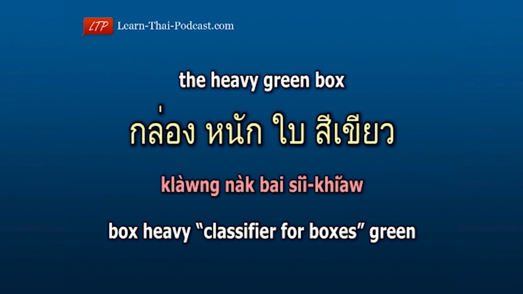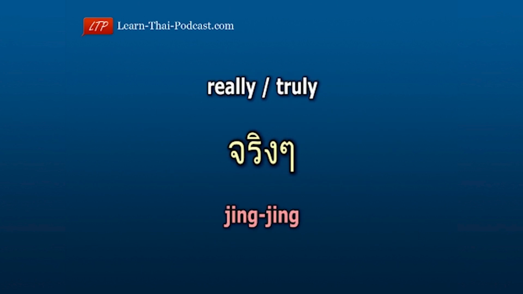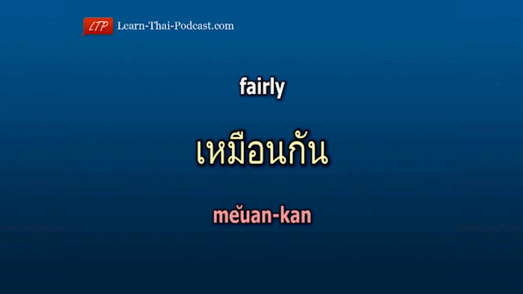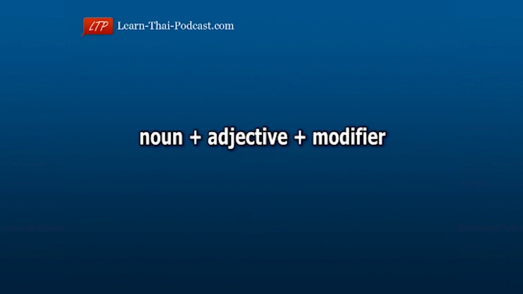Adjectives can be modified by words such as very, มาก really or truly, จริง too, เกินไป fairly, เหมือนกัน or enough, พอ. Adjectives are always followed by these modifiers, so the structure changes to noun plus adjective plus the modifier.